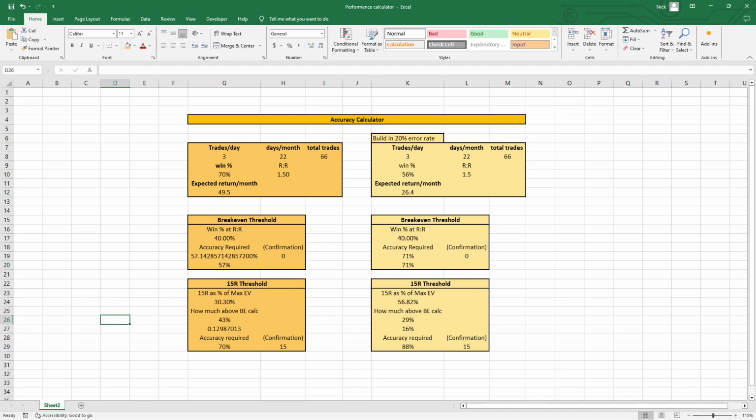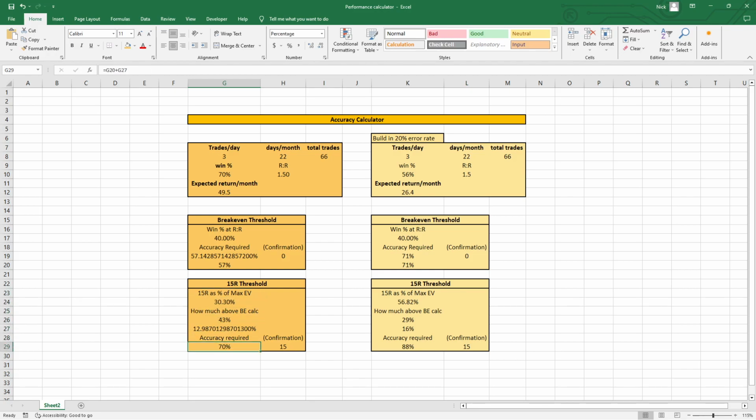Now, to make 15R, we can see that 15R as a percentage of the 49.5R expected per month is about 30%. And as a result, we need to figure out how much more accurate we need to be. 43% of the time we can lose, so we need to essentially work out the percentage of... they say never do maths on videos, and this is probably why... we need to figure out what 30.3% of 43% is, and that comes out to be about 13%.